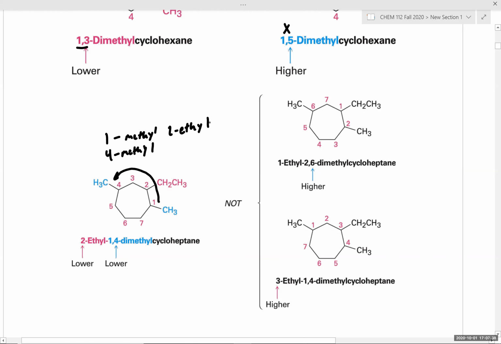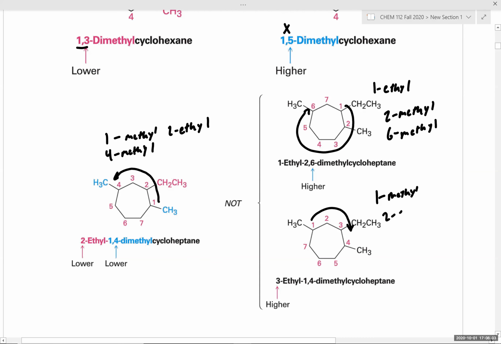Okay, let's look at our other options. If we start counting at the ethyl group and we count clockwise, we end up with an ethyl at the 1 position. However, even though we have a methyl at the 2 position, we've ended up placing a methyl at carbon number 6. And that's a pretty large locant number. Alternatively, if we start counting at the other methyl, we end up with 1 methyl, 3 ethyl, 4 methyl.